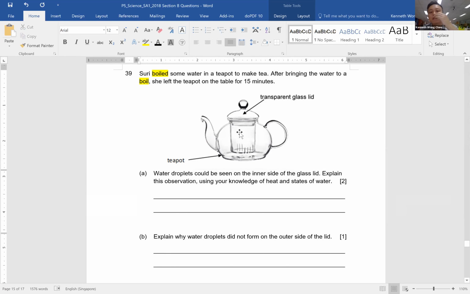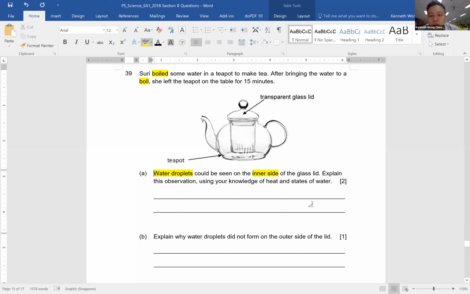Let's move on. So basically there is boiling water in the teapot, right? Now water droplets could be seen on the inner side of the glass lid. Okay. Let's look at this sentence first. Anything important? Any science things that you find? Water droplet. Okay. Good. Inner side. Explain this observation using your knowledge of heat and states of water.